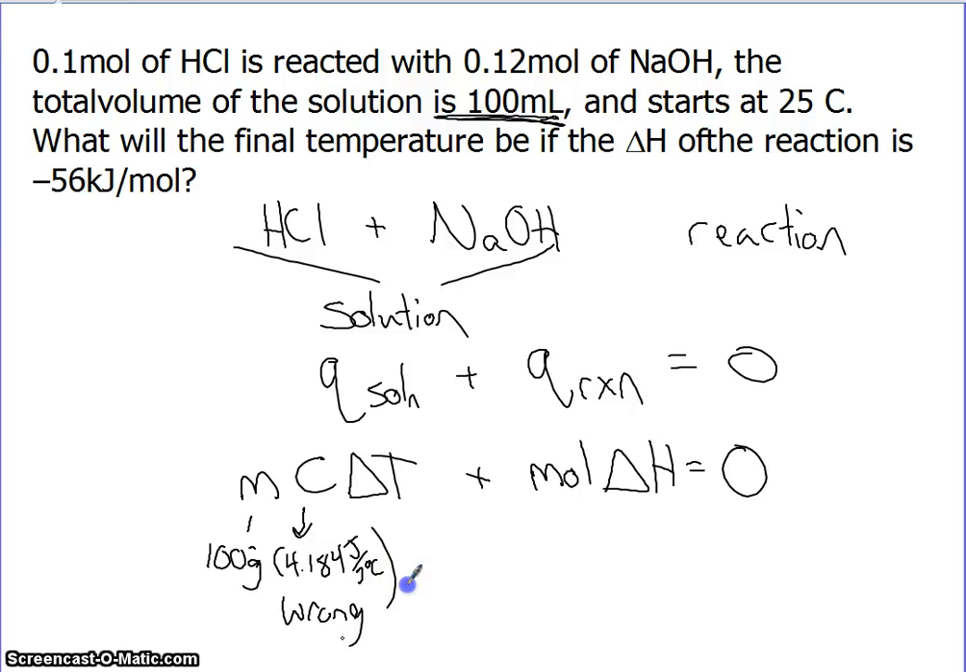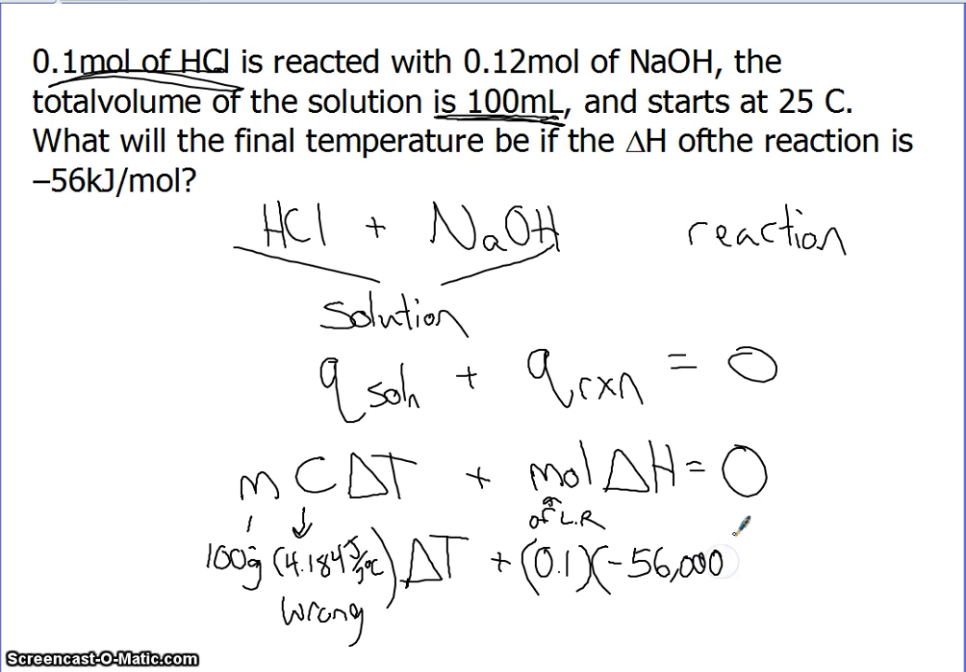The final temperature, I don't know the final temperature, so I'm just going to leave that as delta T. And moles, I have to use the moles of the limiting reactant, which is the HCl, because I have the least amount of it, so 0.1. And for delta H, I have to put in negative 56,000 joules per mole, because I need agreement between the units. And then I'll solve that one.